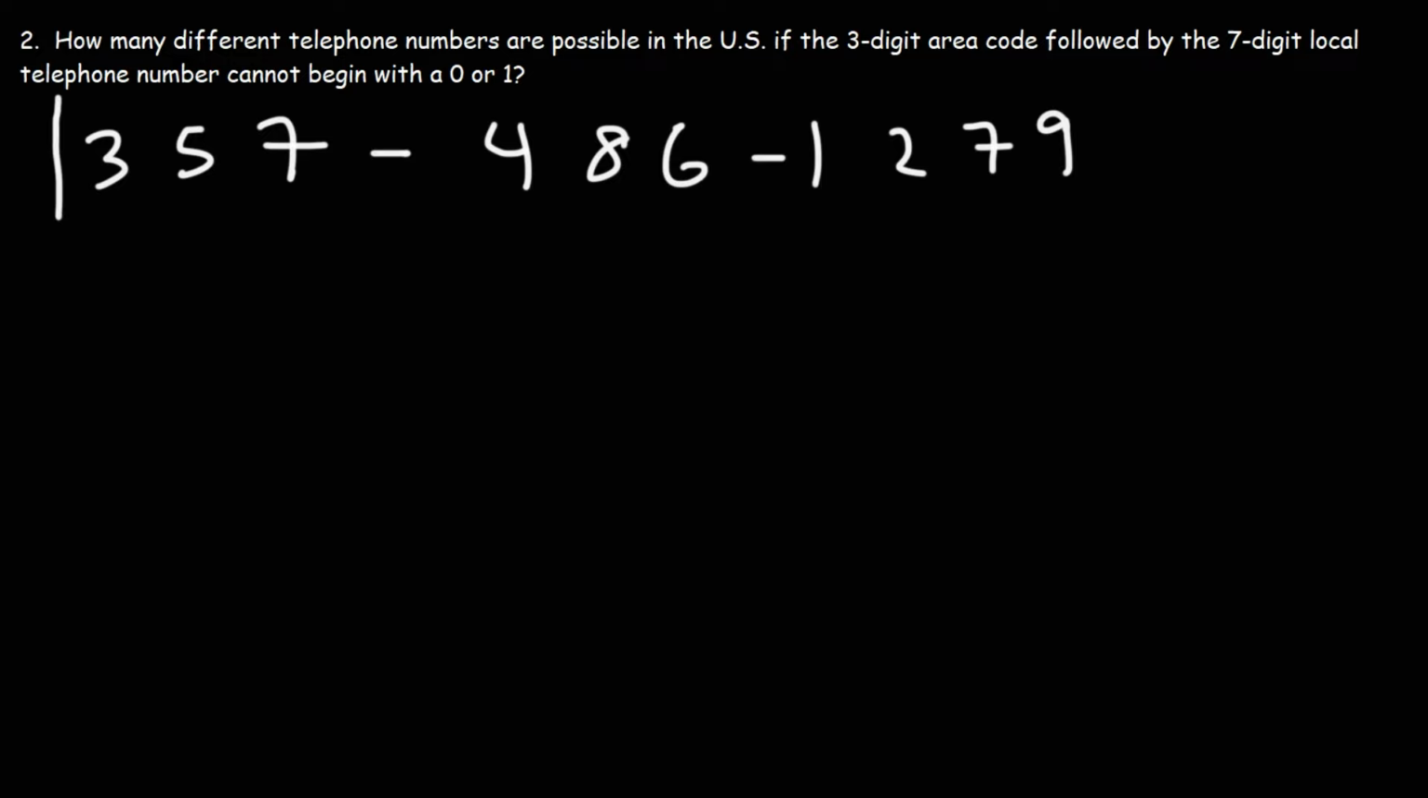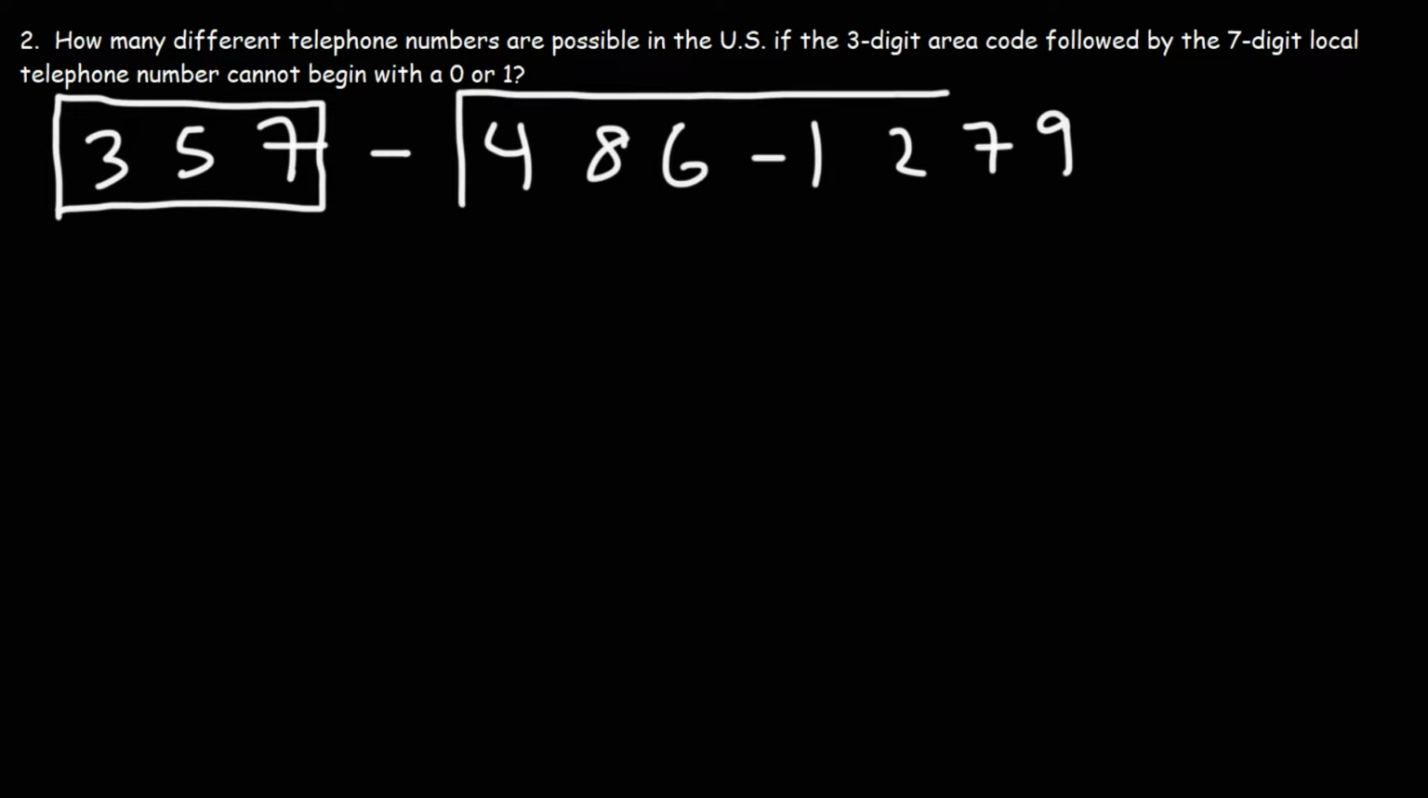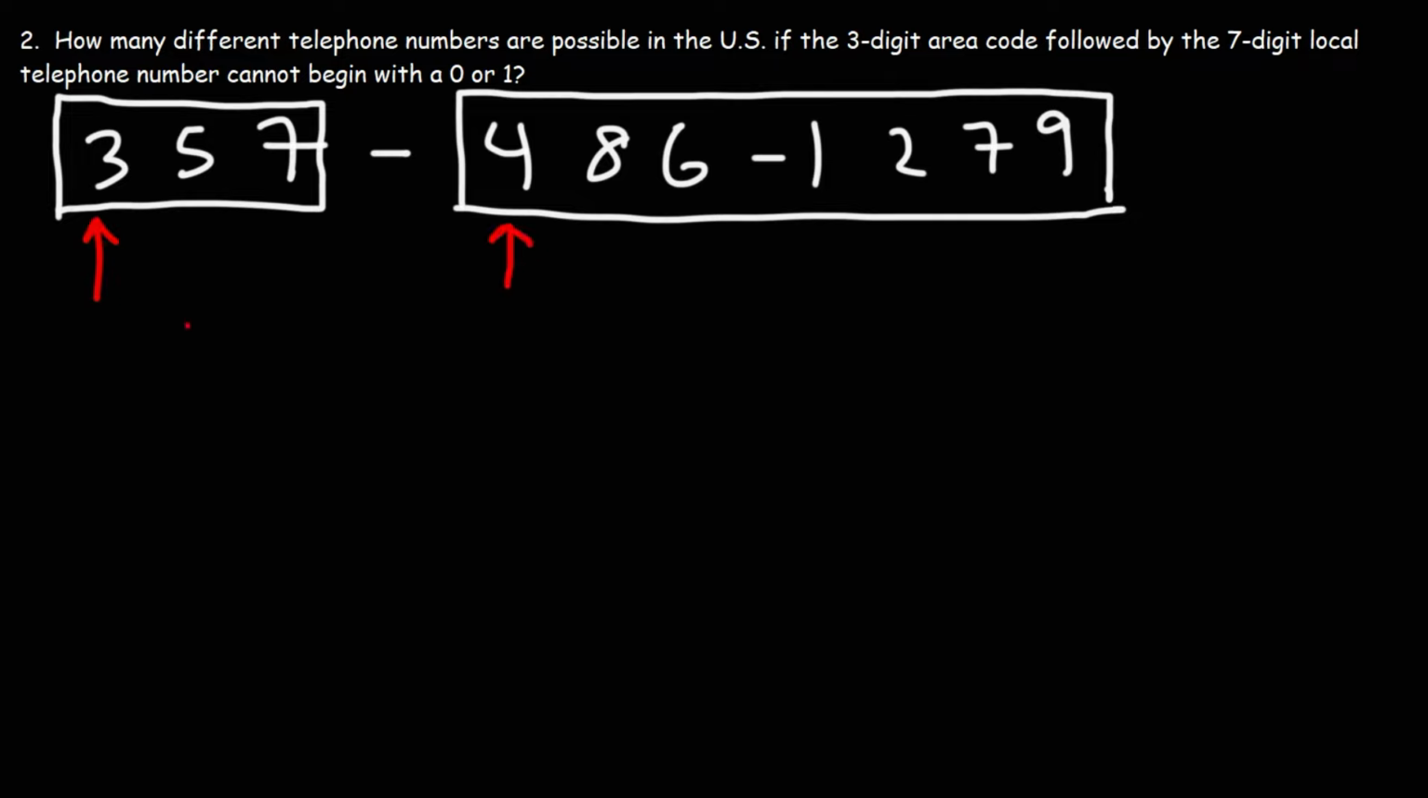So this is the 3-digit area code. And what we have here is the 7-digit local telephone number. So we can't have a 0 or a 1 in those two spots. Knowing that, how can we determine how many different telephone numbers are possible in the US?